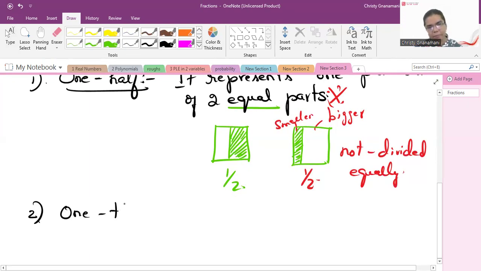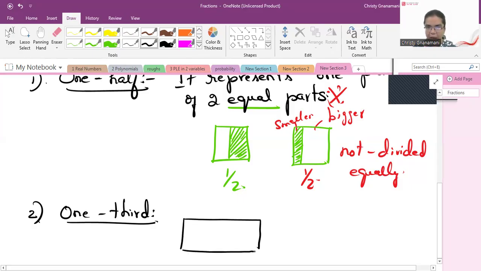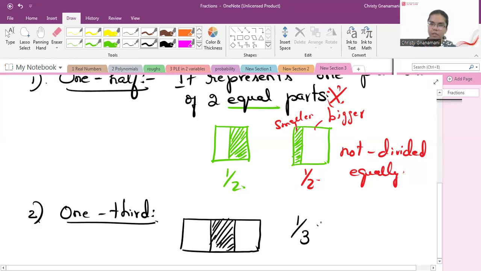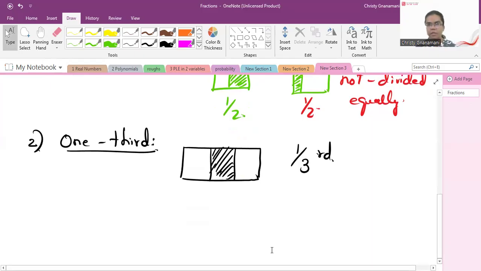1/3. Yeah. So what is 1/3? If the given figure is divided into three equal parts, and if one part of the given figure is shaded, then this represents 1/3, right? So it is 1/3. So how do you define it? If one part out of three parts is shaded, then that represents 1/3. Okay. So one part out of three parts.